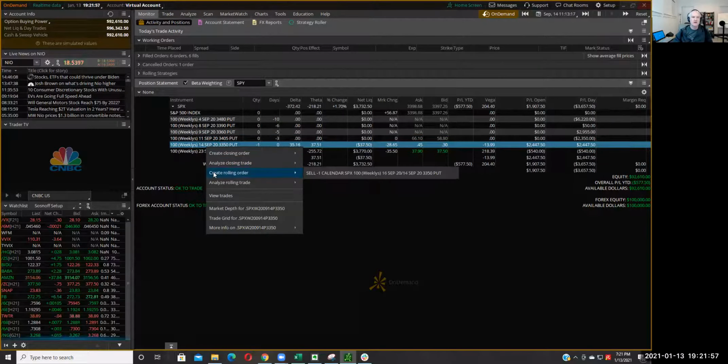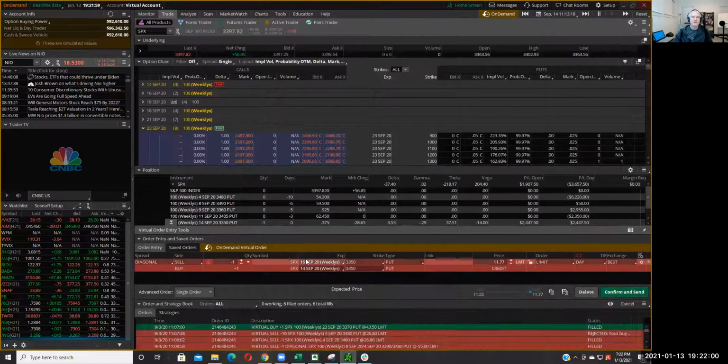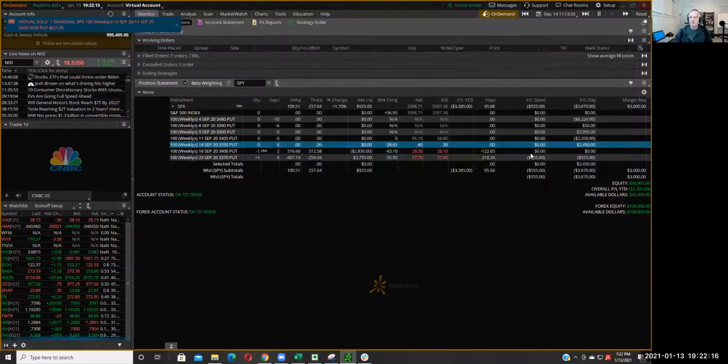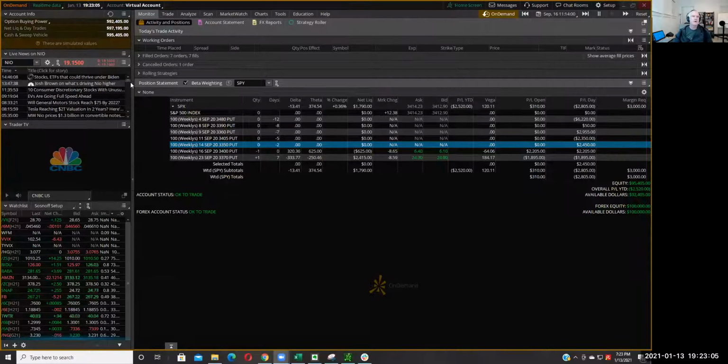So I'm going to create a rolling order on the 14th to the 16th, rolling to at the money. So in this case, 33.97. So we're going to do it 3,400. That's what we're rolling to. In this case, we're getting a $28.10 credit. And so that looks like it's only taken buying power of $3,000. And our net liquidation value is at 96,000. All right, our net liquidation value is at 97,000.